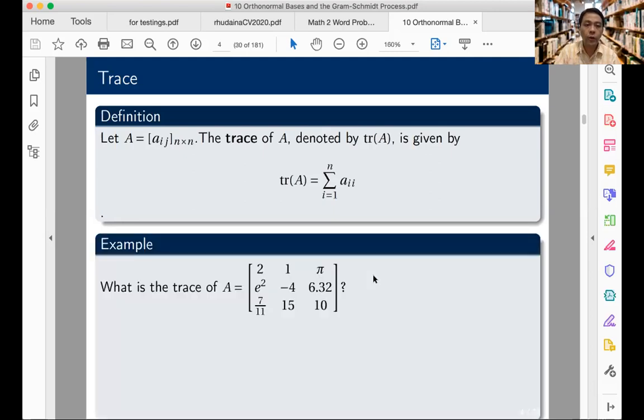For example, consider this matrix A. Okay? So what is the trace of the matrix A? The entries of A may look complicated. We have e squared, we have pi, we have decimals, we have fractions. But we are not really concerned about that because the trace is just the sum of the diagonal entries. So you just add the diagonal entries and you get 8. So the trace is equal to 8. That is the trace of A.